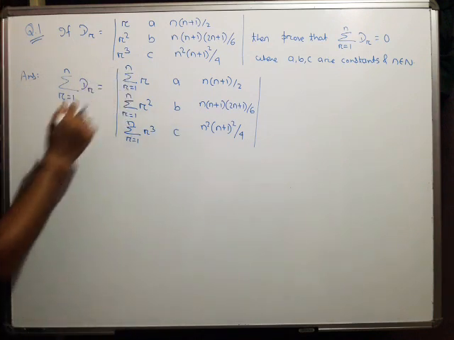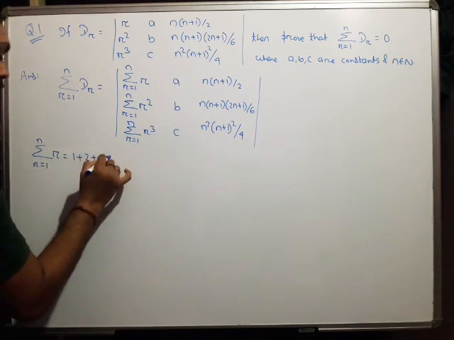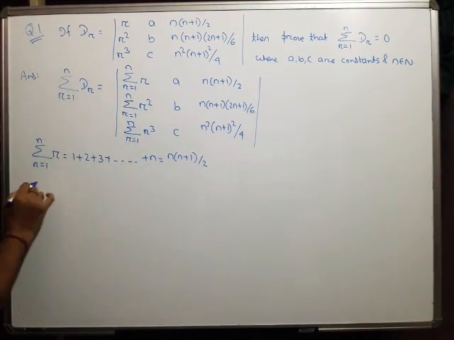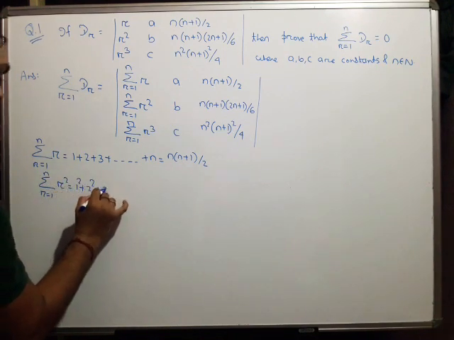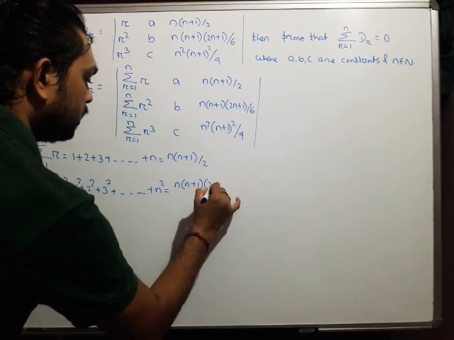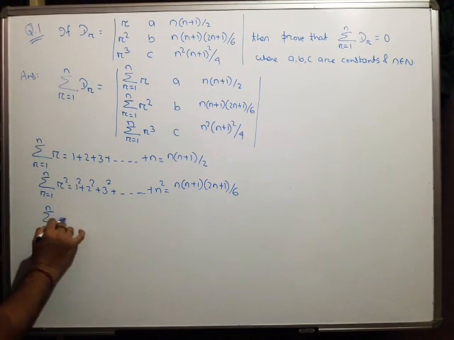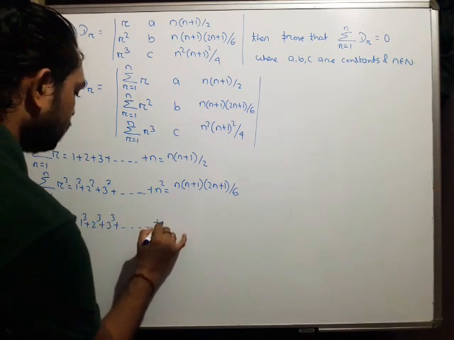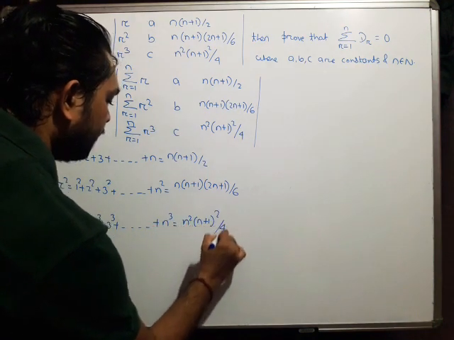Now summation r equals 1 to n r is 1 plus 2 plus 3 up to n, which equals n plus 1 by 2. Next summation r equals 1 to n r square is 1 square plus 2 square plus 3 square up to n square, which equals n plus 1 times 2n plus 1 by 6. Next summation r equals 1 to n r cube is 1 cube plus 2 cube plus 3 cube up to n cube, which equals n square times n plus 1 whole square divided by 4.